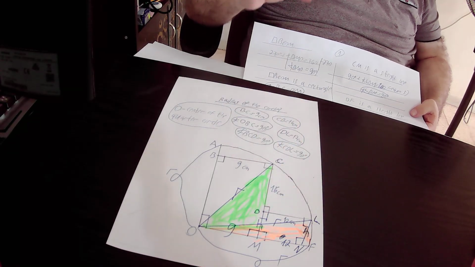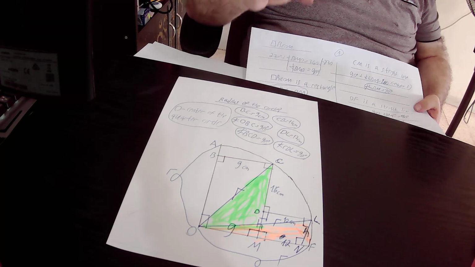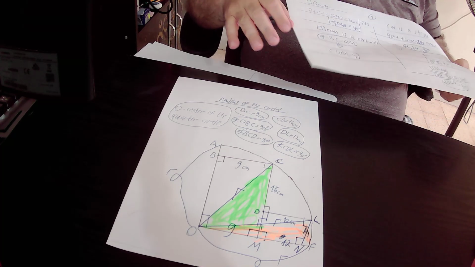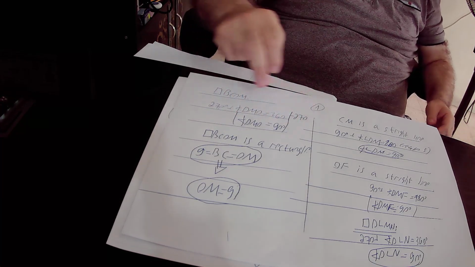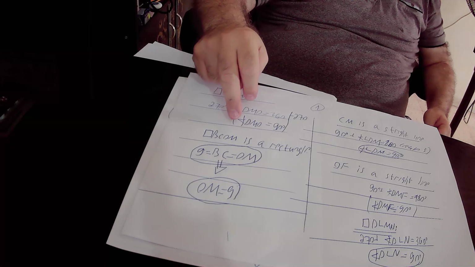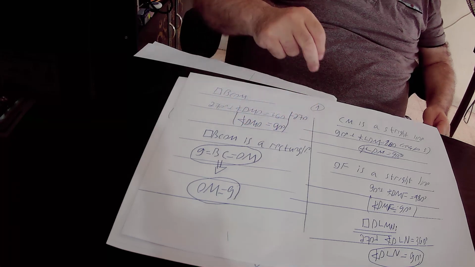So we found out that inside quadrilateral BCMO, we have 4 right angles, and any quadrilateral that has 4 right angles must be at least a rectangle, if not a square. So we will identify quadrilateral BCOM as a rectangle.